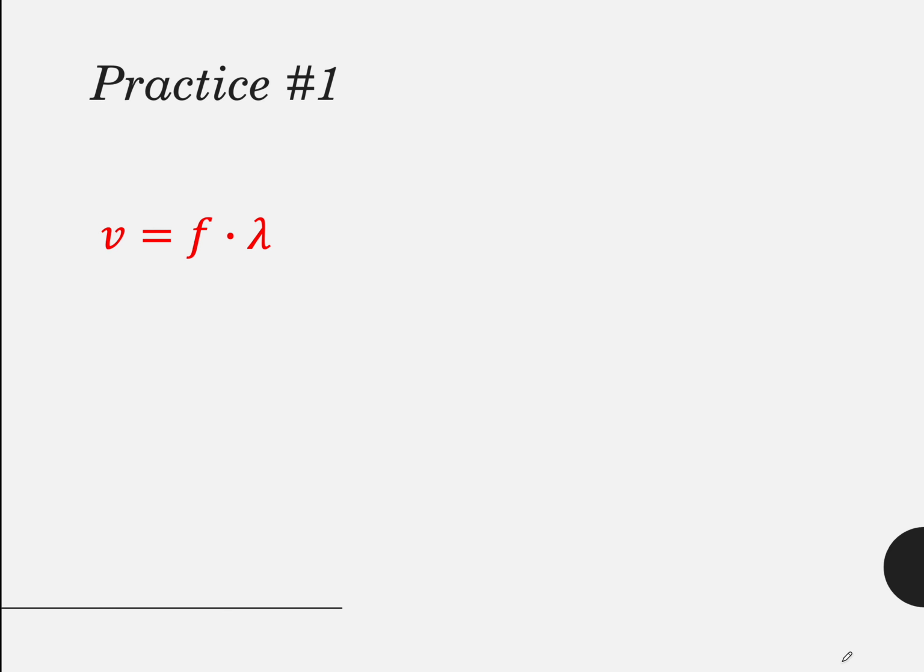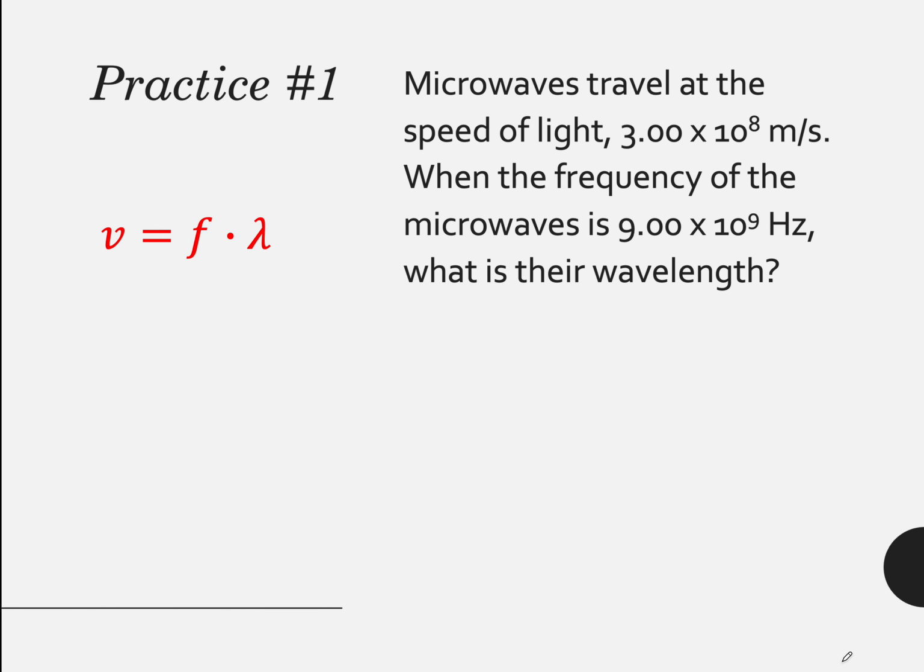So here's some quick practice problems. I'd like you to try this. Again, pause the video if you would like. I'll show you the solution in a second. Microwaves travel at the speed of light. When the frequency of the microwaves is 9 times 10 to the 9th hertz, what's their wavelength? Pause the video now if you'd like.